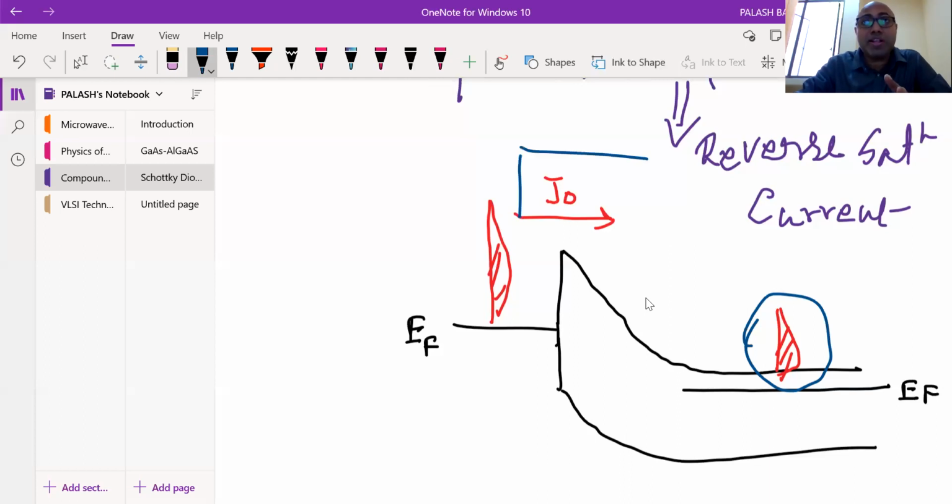And that is why it is called reverse saturation current. This J0 is called reverse saturation current because if it is a deep reverse bias, you have only one current component and that is actually J0. And J0 value is always constant, so it is a kind of saturated value. Correct? So that is why it is called reverse saturation current.